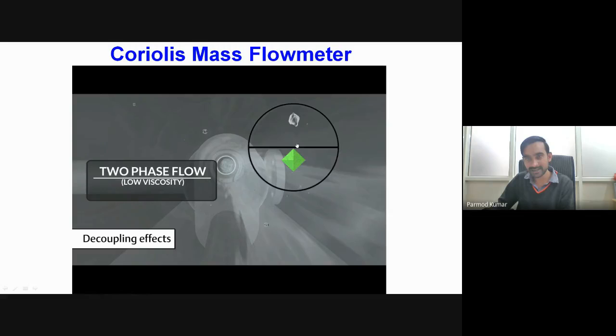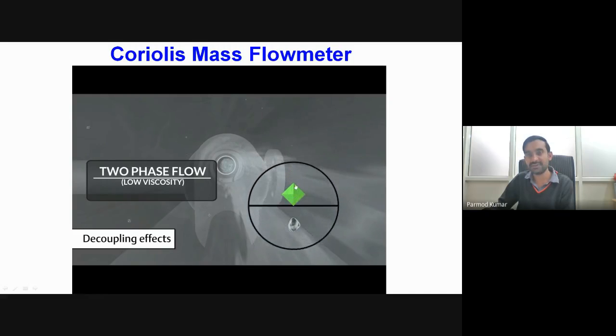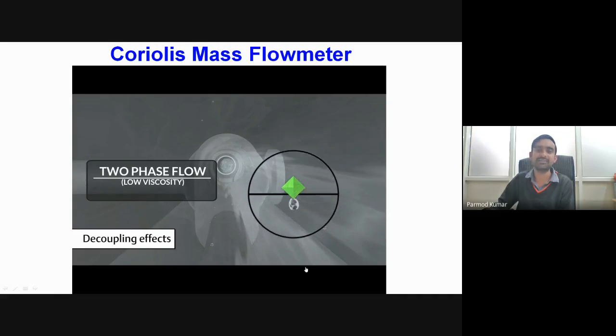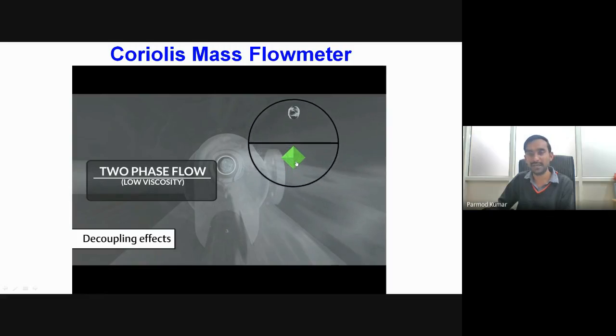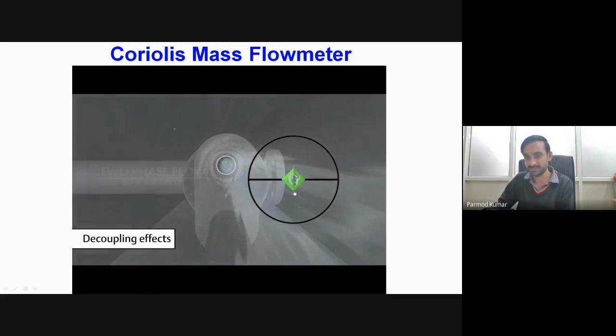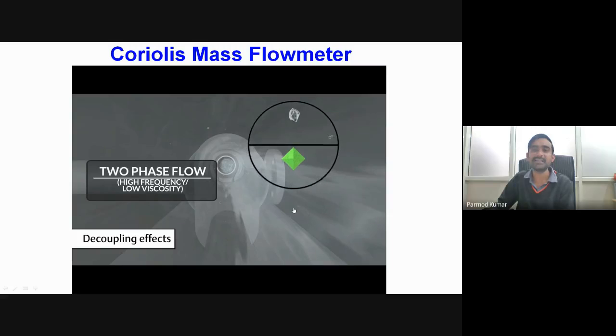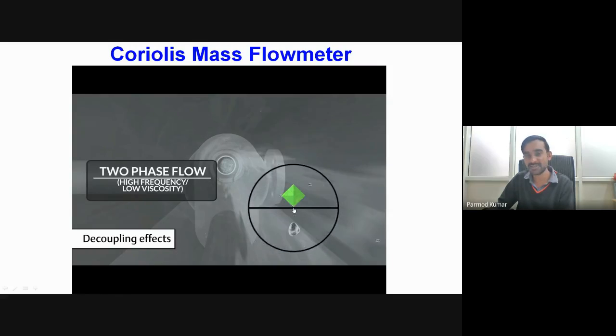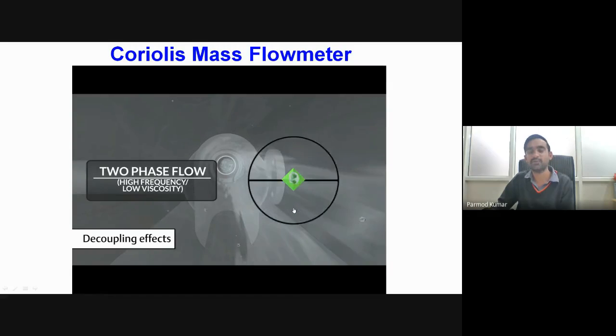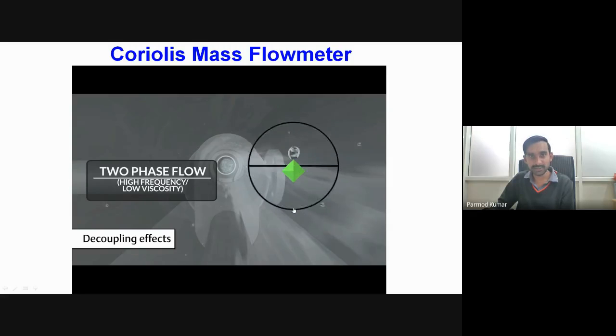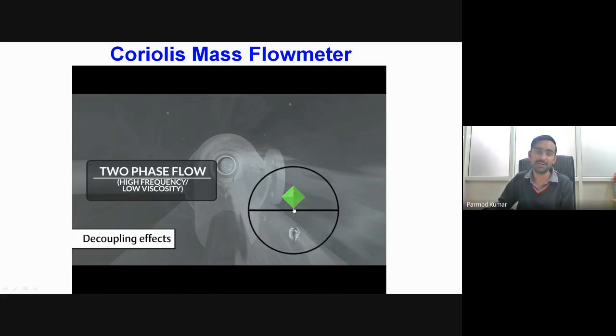Because of that, we will have a significant difference between the geometric center of the tube material and the center of gravity of the fluid medium. So we will have significant errors in our measurements. Apart from that, if we have high frequency oscillations of the bubble medium, the difference will be very large, and we will get a very inaccurate measurement of the flow rate. So that is one major disadvantage of Coriolis mass flow meters.